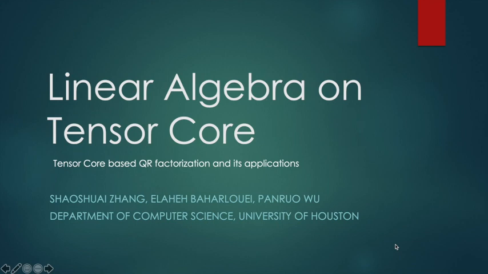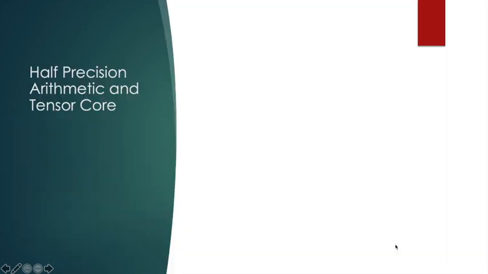At first, let me give a brief introduction on half precision and Tensor Core to show why we'd like to perform linear algebra algorithms on Tensor Core. As the word half precision indicates, this precision only has half the number of bits compared to single precision. Using half precision leads to fast computation and data movement at the cost of loss of accuracy.